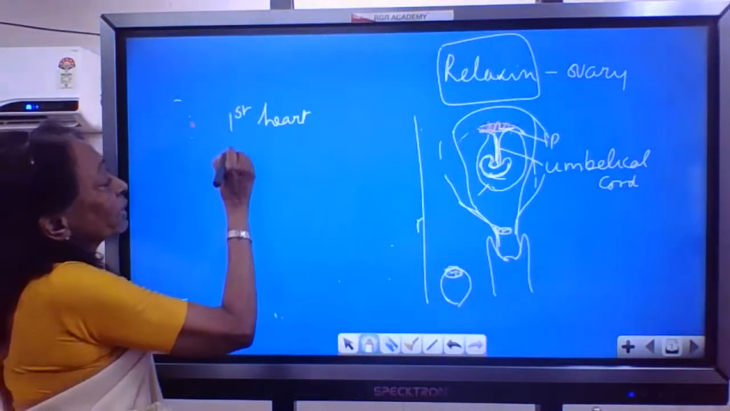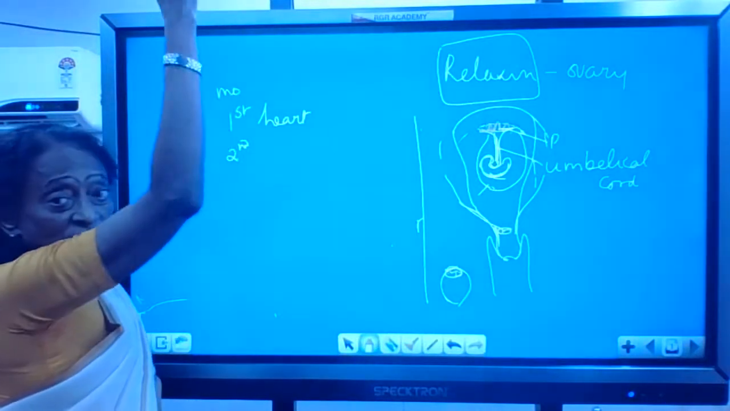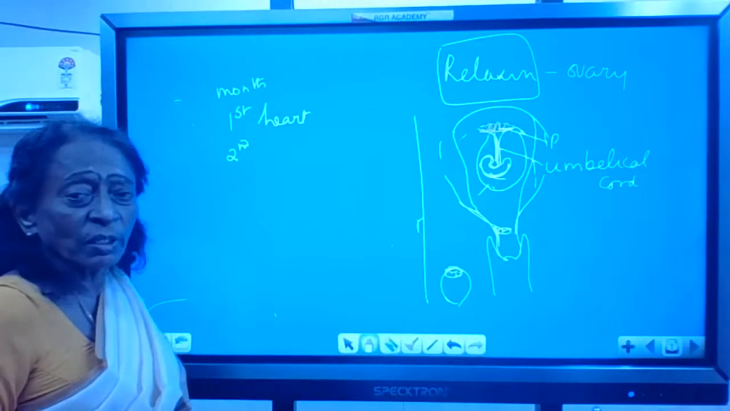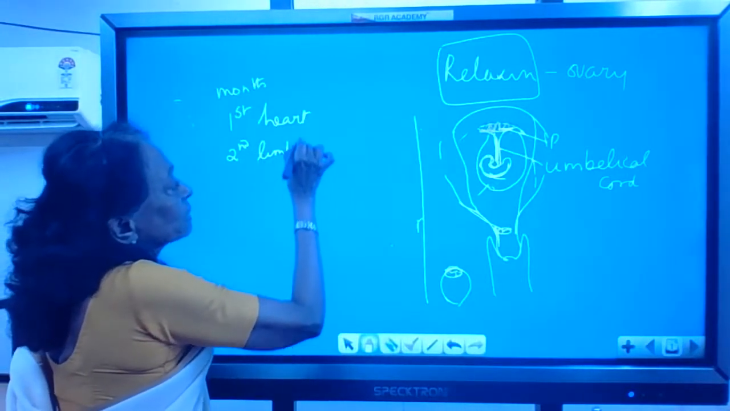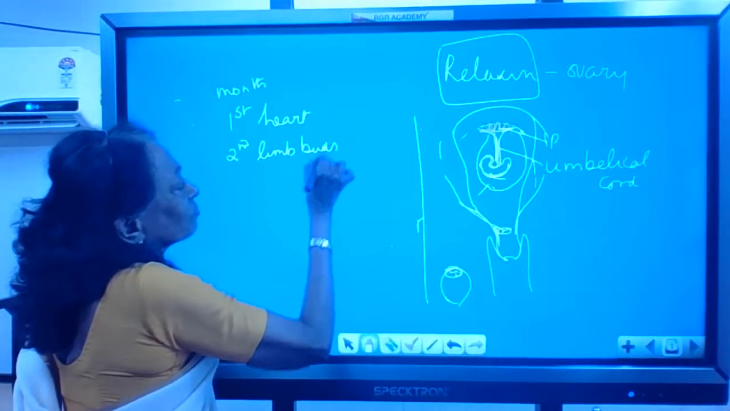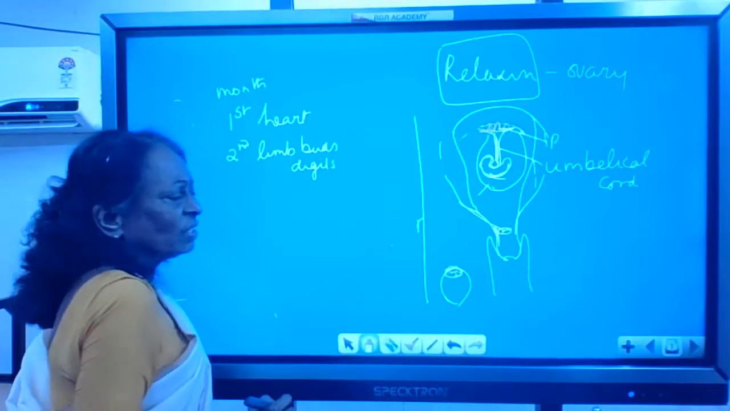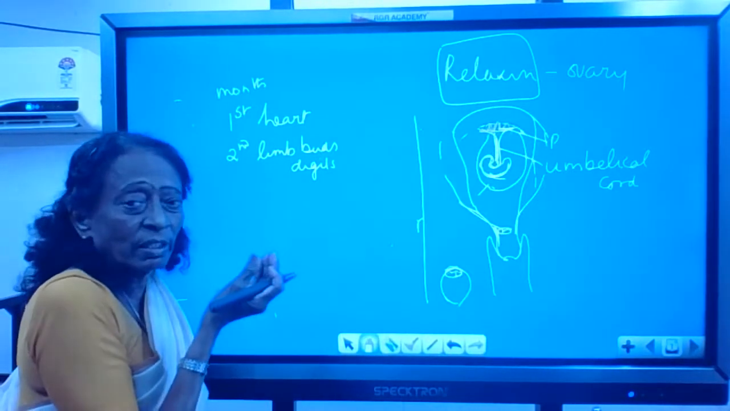Now the second month, what happened? This is month, not day. Menstrual cycle is in days. Now this is month, the first month. Okay, then what will happen in the second month? The limb buds will develop. Limb buds and the digits. Digits are fingers, fingertips, and the whole head part will be prominent. A jutting out area will be there.